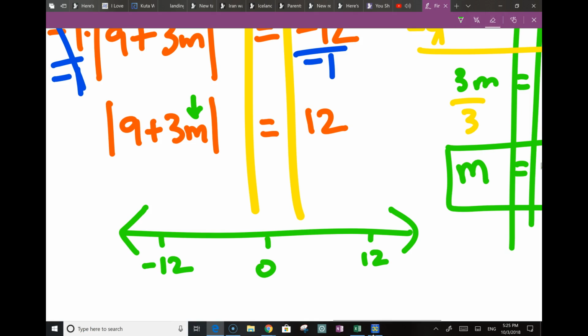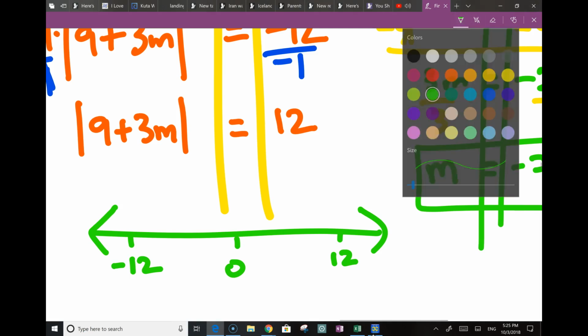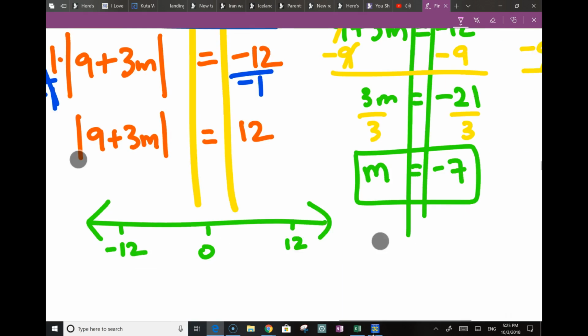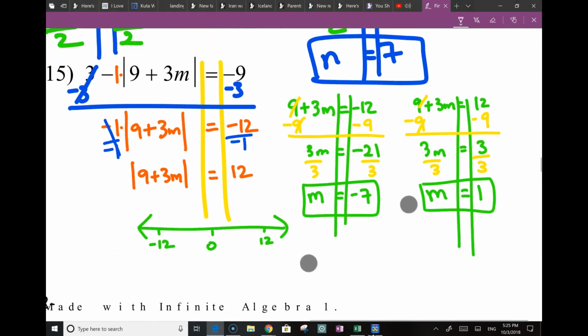If you want this to become a negative 12, you'd have to make this into a negative 7. And 12 and negative 12 are each 12 steps away from 0. And that's why I need to represent both my answers. And with that, we're done.